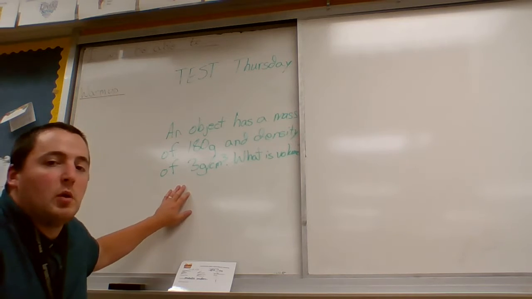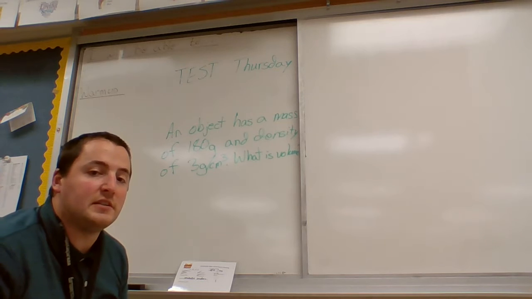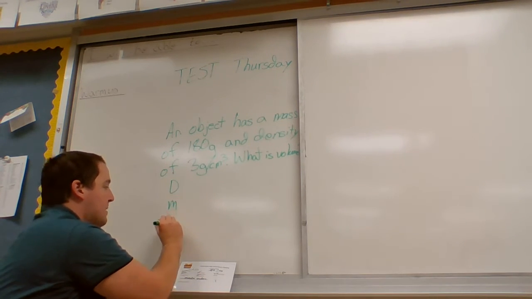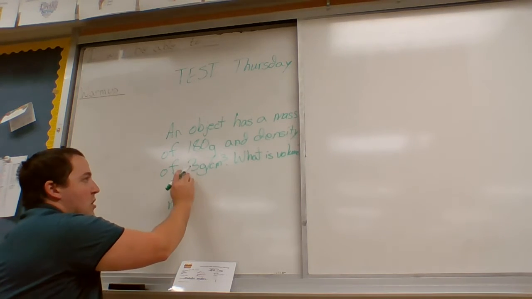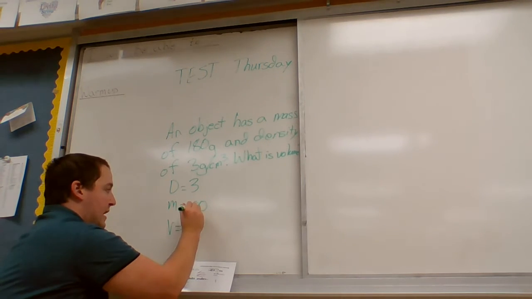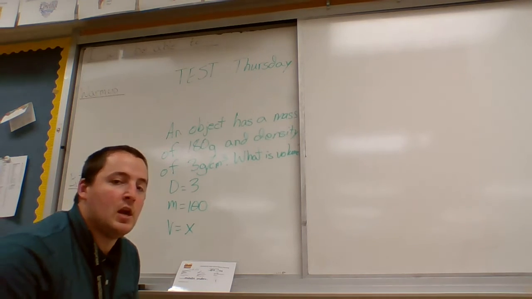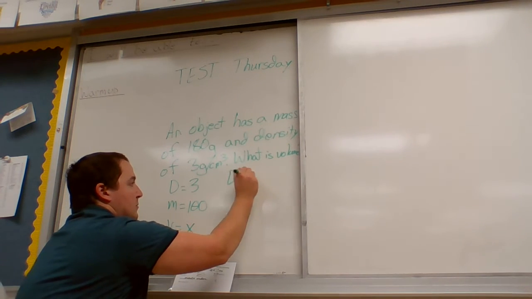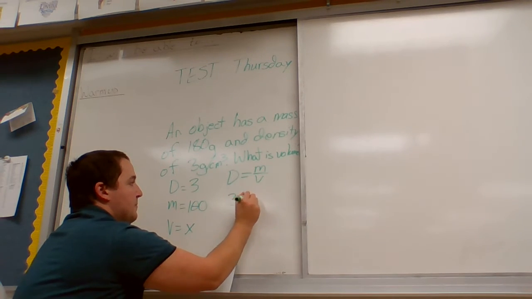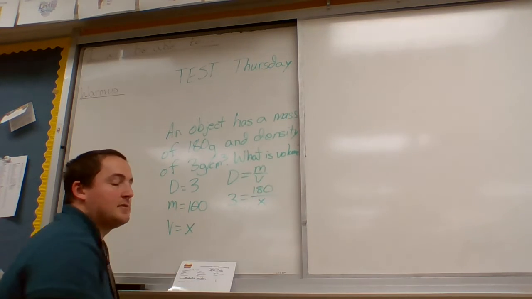So in this question, we're trying to find the volume of a particular object. We know its mass, we know its density. So we're going to start by creating our variable list, density, mass, and volume. We know in the problem that the density is 3. We know that the mass is 180. And we know that the volume is what we're trying to solve for. That's our x. So if we plug them into the density equation, which is d equals m over v, the d we replace with the 3, the m we replace with 180, and the v we replace with x.